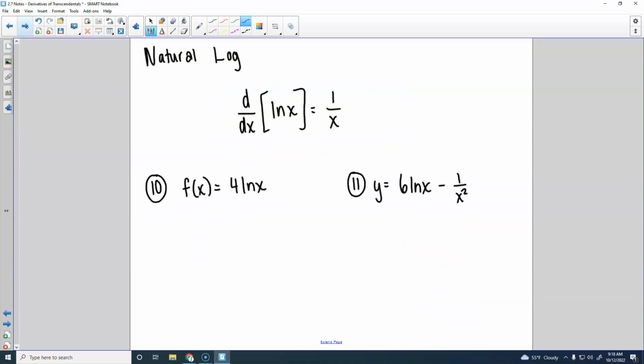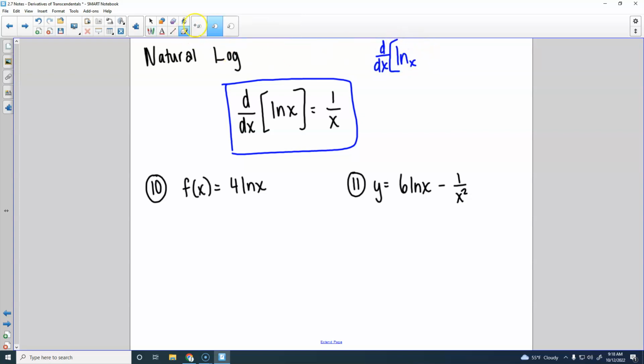Now, new rule for natural logs. Really, it's the same rule. Because if we do the same rule, if we're doing natural log of x, the derivative of natural log, let me write that as log base e of x. What is the base for a natural log?